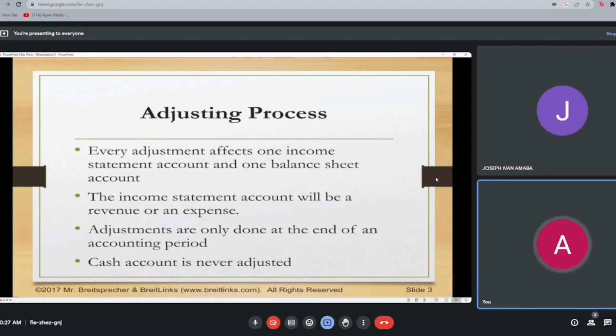Adjusting process: every adjustment affects one income statement account and one balance sheet account. The income statement account will be a revenue or an expense. Adjustments are only done at the end of the accounting period. The cash account is never adjusted.